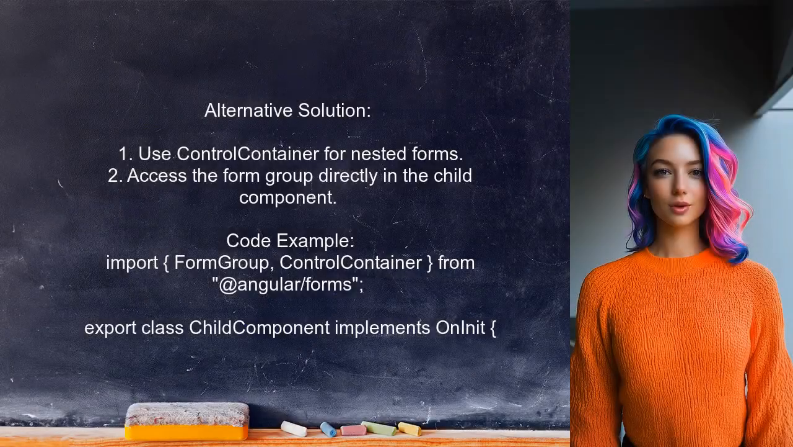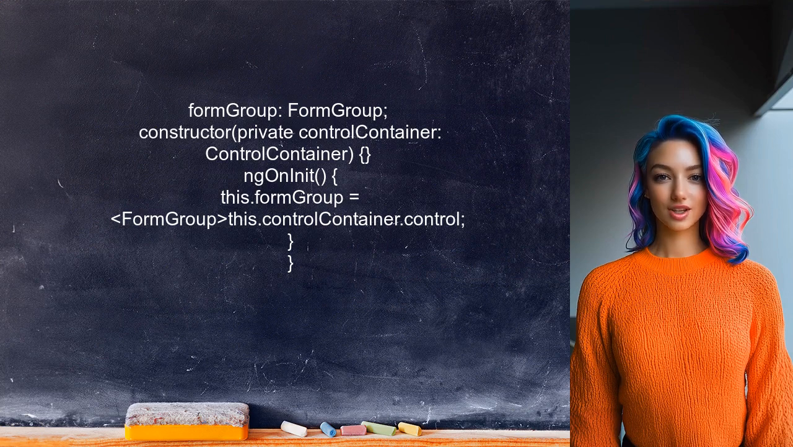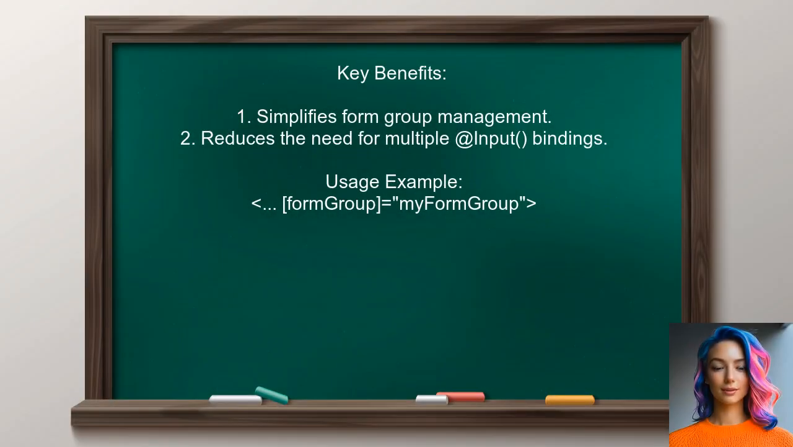An alternative approach to managing nested forms in Angular is to use control container instead of form group directive. This method allows you to access the form group directly from the child component without needing to pass it through multiple parent components. This allows you to set the form group in any parent component, making it available to the child components without the need for multiple at-input bindings.